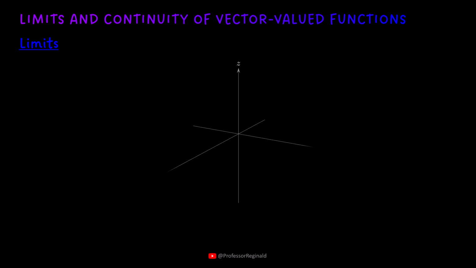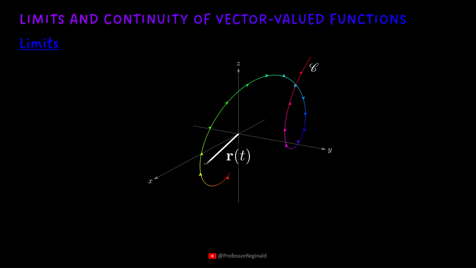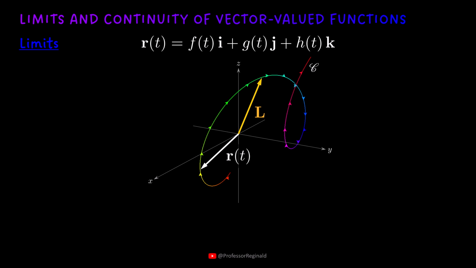Please refer to the following 3D space. Consider a space curve, where the arrowheads denote the direction of increasing parameter. Let r of t be the position vector for the parameter t, which is defined by the following vector-valued function, and the vector L be the position vector for a number c. As the parameter t approaches a number c, the vector r of t approaches the vector L.